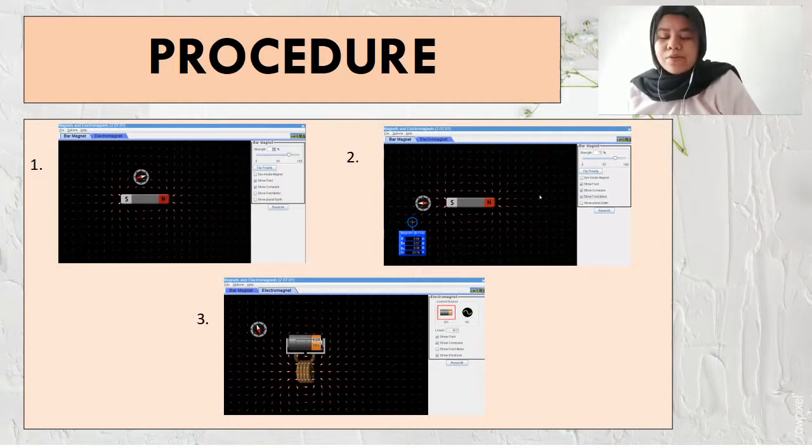Moving on to the electromagnet, which is the third picture. Move the compass around the electromagnet to see which pole is the left side of the electromagnet. Repeat steps 4 to 6 with the left side of the electromagnet. Adjust the number of loops in the electromagnet and record the field strength. Set the number of loops for the electromagnet back to 4, adjust the voltage in the electromagnet and record the field strength.